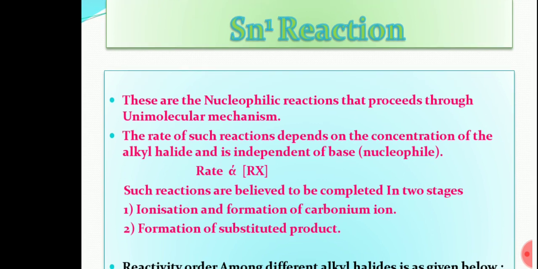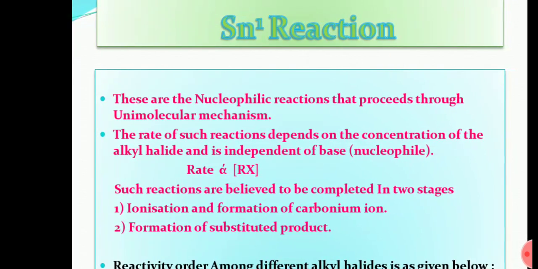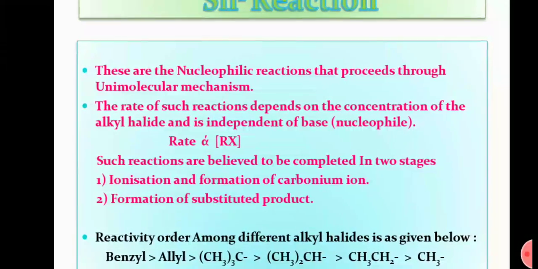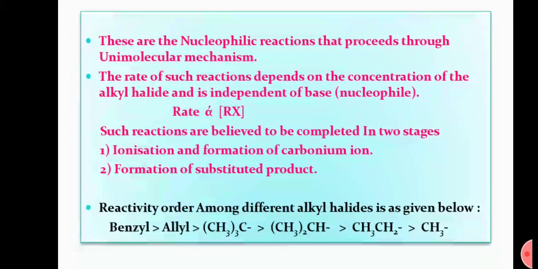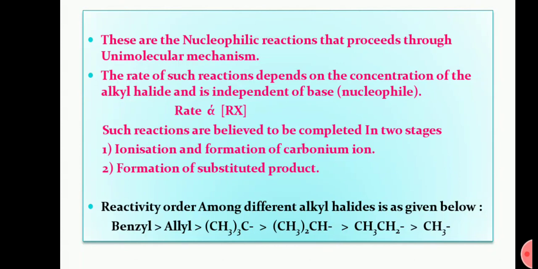Actually, the SN1 reaction occurs in two stages. The first stage includes ionization and formation of an intermediate carbonium ion, and the second step is the formation of the nucleophilic substituted product. We know that these reactions are mostly seen in alkyl halides. Among alkyl halides, the reactivity order is as follows: benzyl halides greater than allyl, greater than tertiary alkyl halides, greater than secondary, primary, and methyl halides.